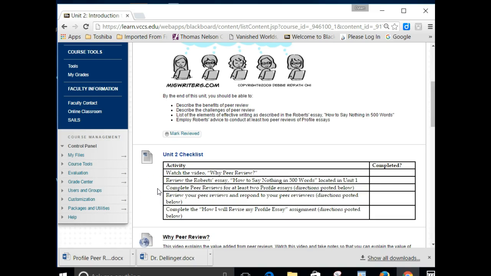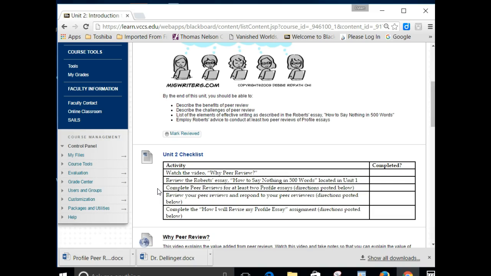That was from Unit 1, How to Say Nothing in 500 Words, and reread his essay and pay close attention to those pieces, I think it's 6 or 7 pieces of advice that he gives towards the end of the essay, the second half of the essay, where he says things like call a fool, avoid padding, those kinds of things. So pay attention to those pieces of advice that he offers you.